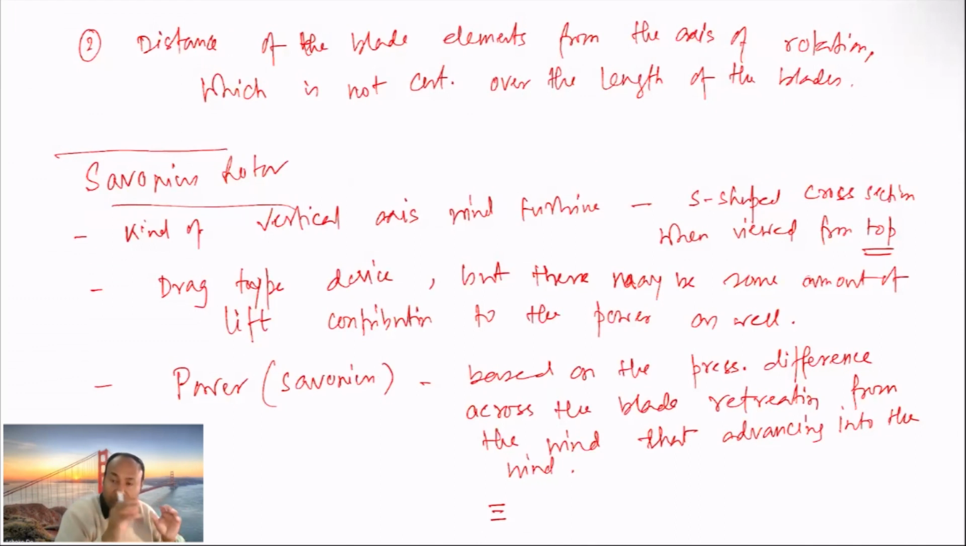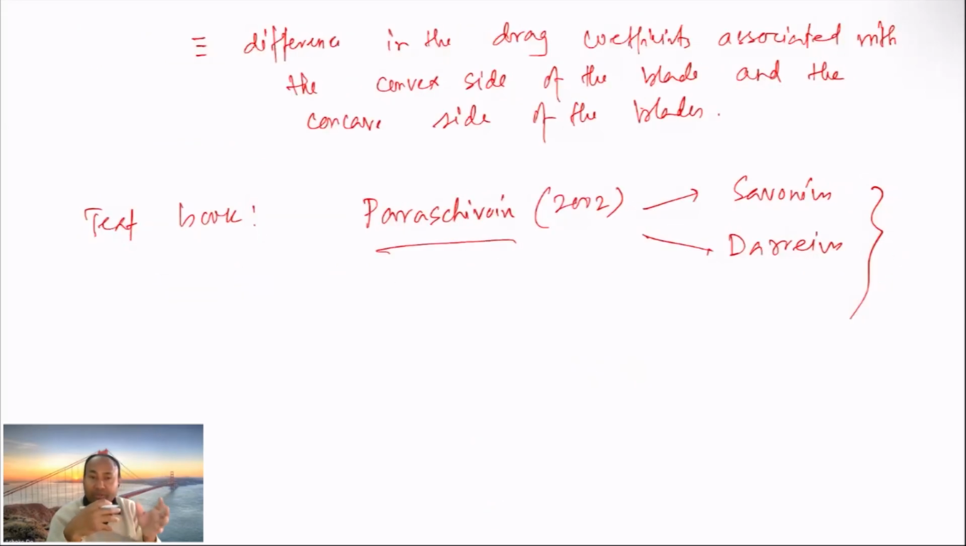So in the Savonius case, you again have this convex and concave side. So obviously it is a drag type of device. Some amount of lift may contribute to the power production. So this is primarily the pressure difference across the blade going towards the wind and coming out of the wind, which is again the difference between the drag coefficients associated with the convex and concave sides.